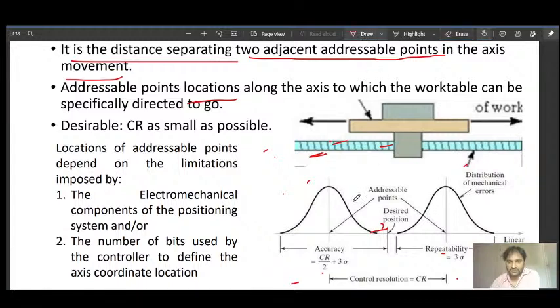So that becomes our control resolution. If we are able to address a point like 25.56 on this side or 25.57 on this side, that difference is our control resolution. In that range we can stop it. So control resolution should be as small as possible.